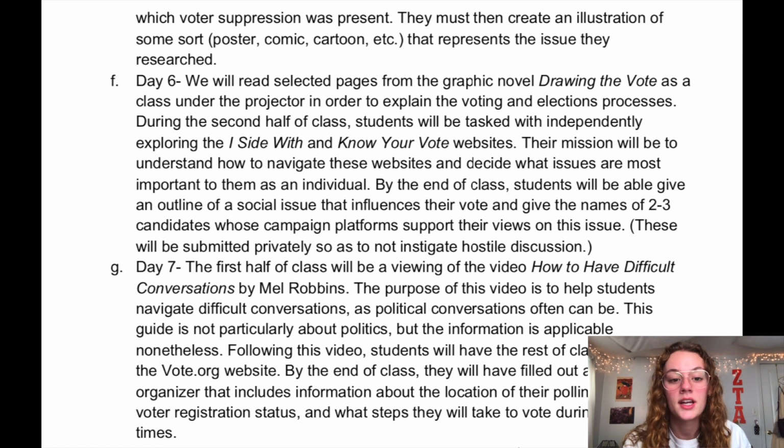On day 6, we will read as a class pages from the graphic novel Drawing the Vote. And following that reading, students will be tasked with exploring the I Side With and Know Your Vote websites so they can understand how to navigate and use those websites when it comes time for them to research candidates. On day 7, the first half of the class will be viewing the video How to Have Difficult Conversations by Mel Robbins so that they have a better understanding of how to have those sometimes difficult political conversations. And after that video, students will explore the vote.org website so that they can have an understanding of how to vote by mail, vote in person, and vote wherever they are.